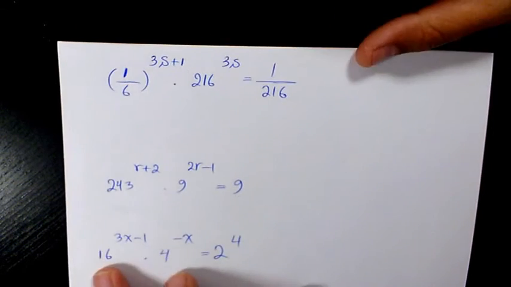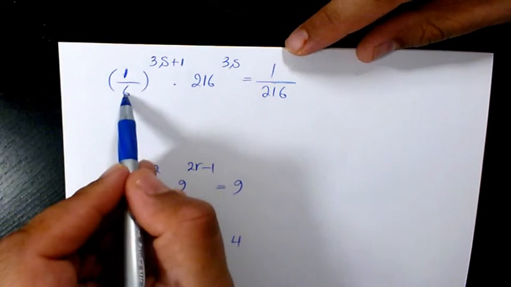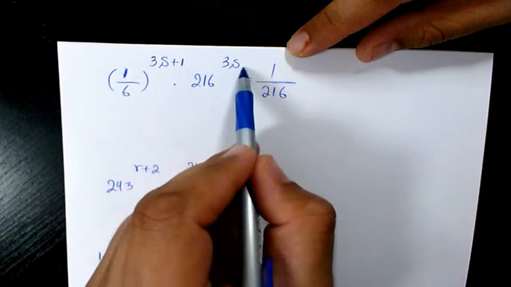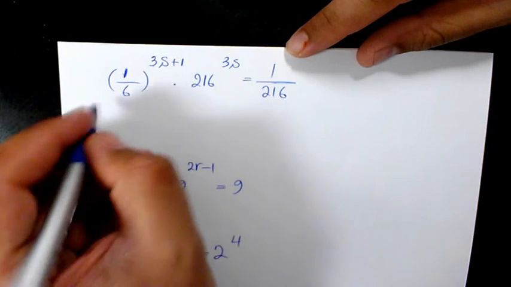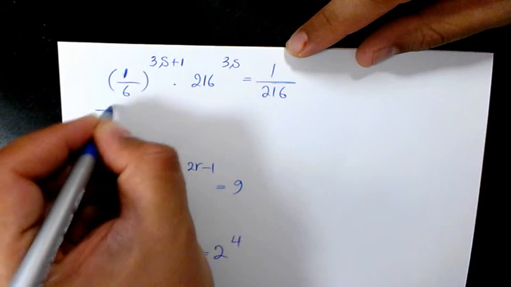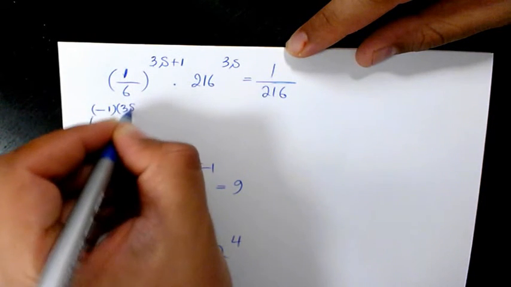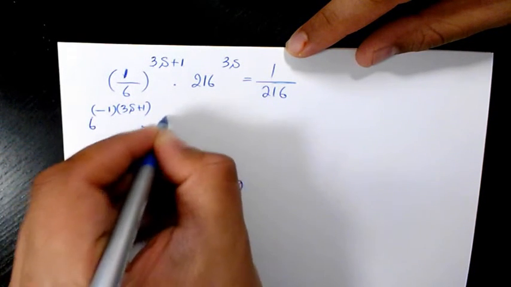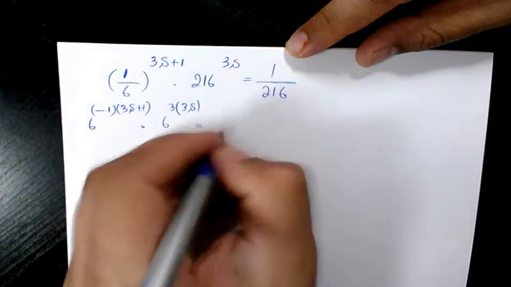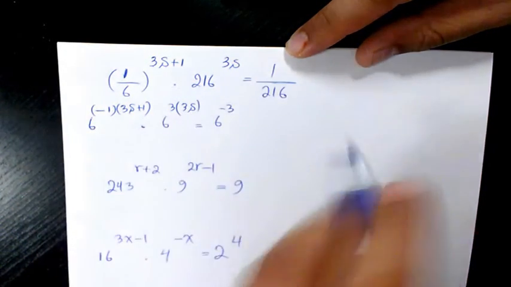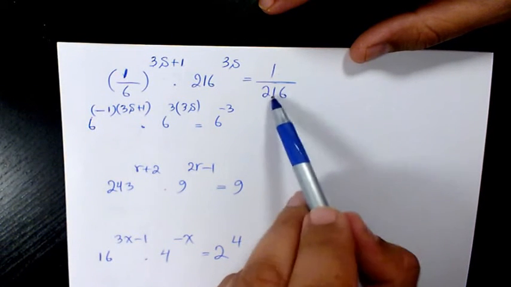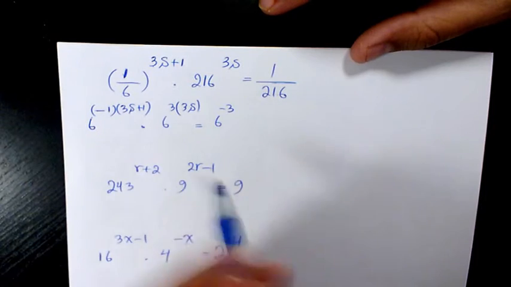Next, 1 over 6 to the power of 3s plus 1 times 216 to the power of 3s. So we have 6 to the power of negative 1 times 3s plus 1 times 6 to the power of 3 times 3s equals 6 to the power of negative 3. Because 216 is 6 to the power of 3, we had it before. So 1 over 216 is going to be 6 to the power of negative 3.